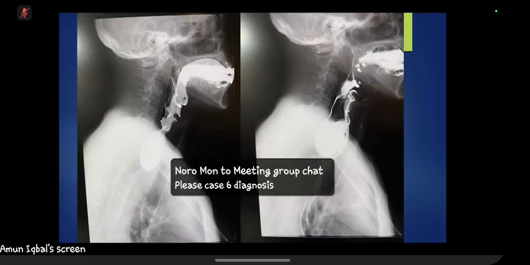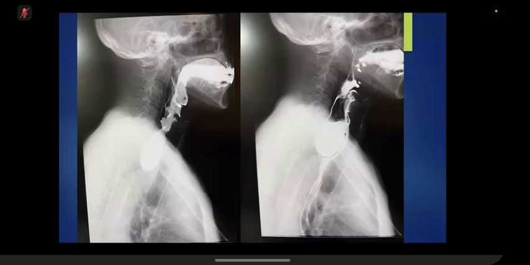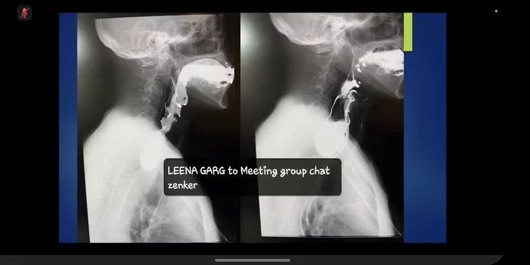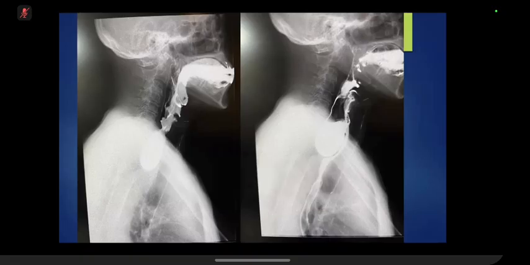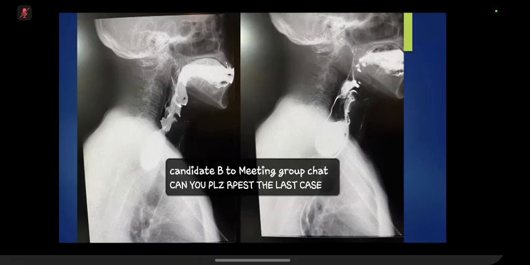So there is a large contrast-filled outpouching seen posterior to the esophagus, best seen on this lateral radiograph. This likely represents a Zenker's diverticulum. I will measure its size and neck, and I think it is slightly below the level of Killian's dehiscence. So I refer the patient to the GIT surgical team for likely endoscopic diverticulectomy.